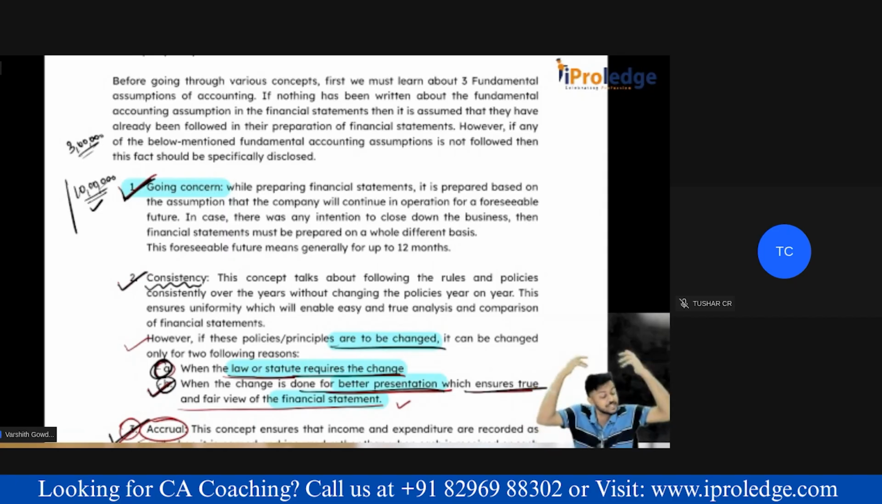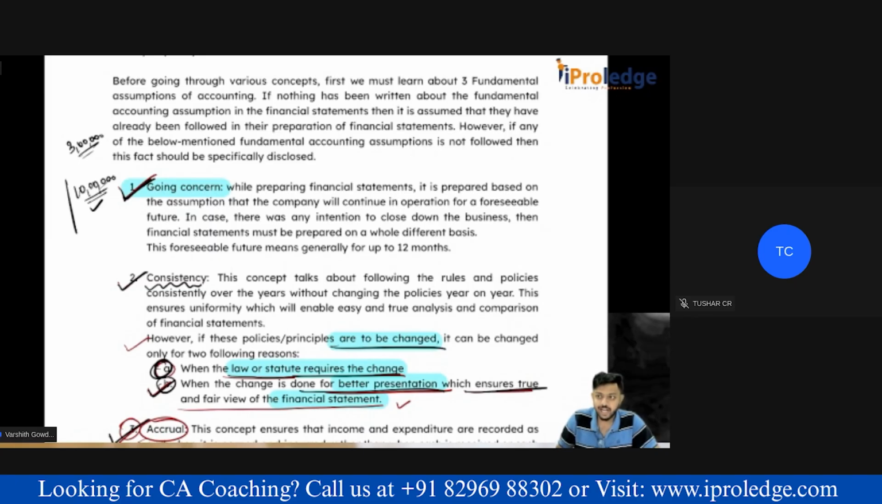Sir, we cannot change it only. Yeah, we can. In certain exceptional circumstances, we can. Which are those exceptional circumstances? If law or statute requires change. If the law says, from LIFO you change it to WA, I am telling you, if law says change it. Or if you think changing it leads to a better presentation, then you can change it. If you think FIFO is not a better presentation, and WAM is a better presentation for my business, then change it.